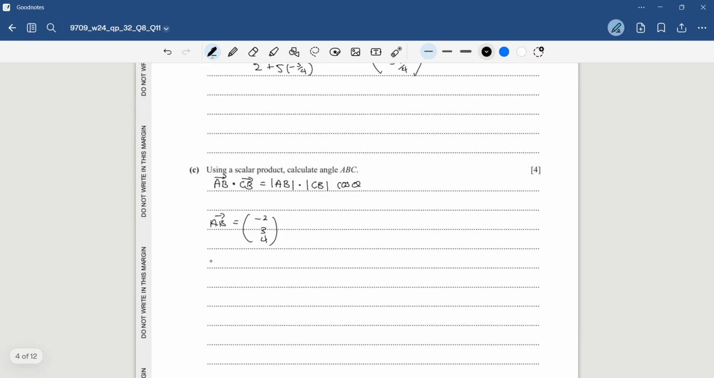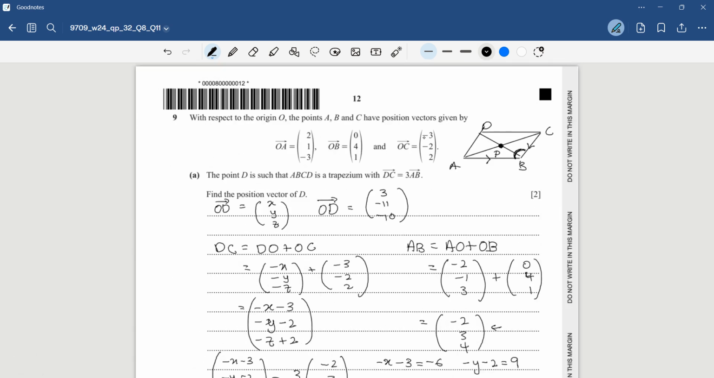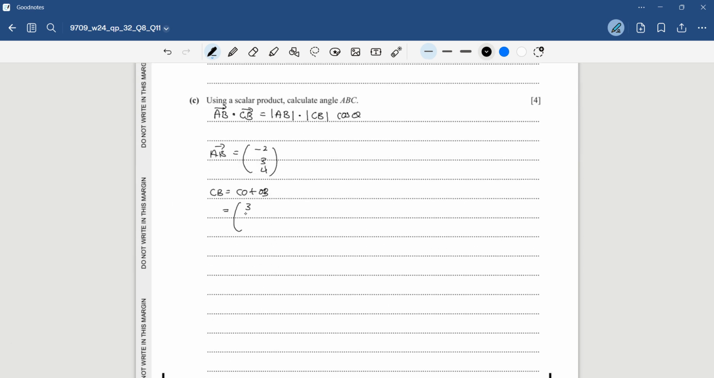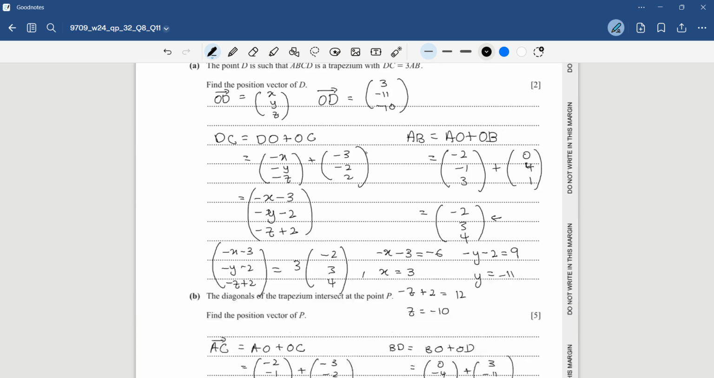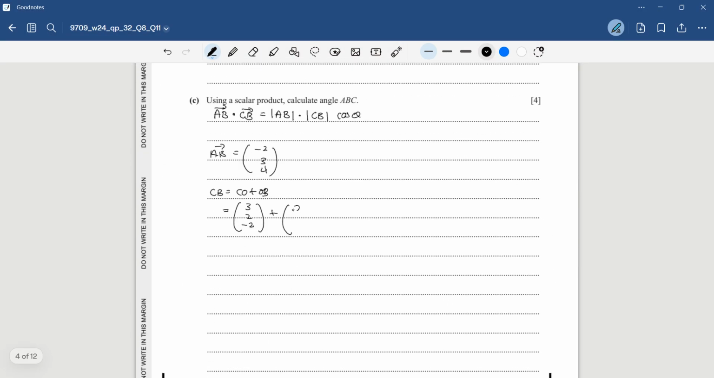And then CB will be CO plus OB. So CO is negative 3, negative 2, 2, so it will be 3, 2, negative 2, plus OB, 0, 4, 1, I guess. Yeah, 0, 4, 1. Therefore, it's going to be 3 plus 0, 3; 2 plus 4, 6; negative 2 plus 1, negative 1.